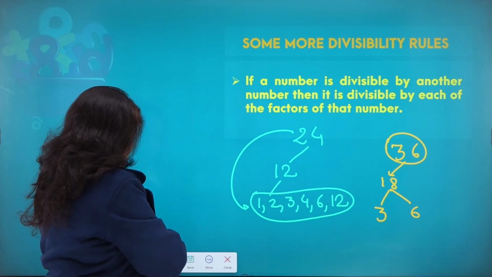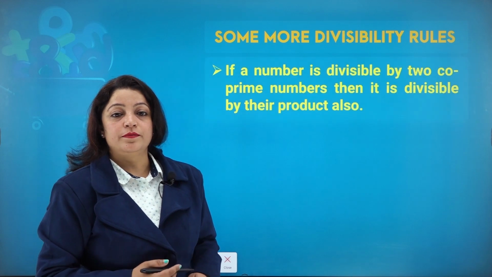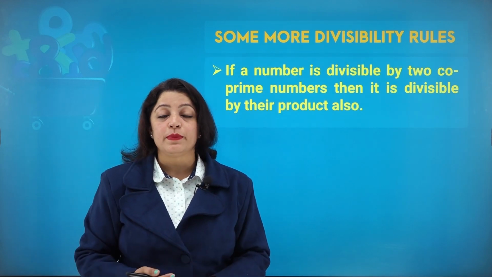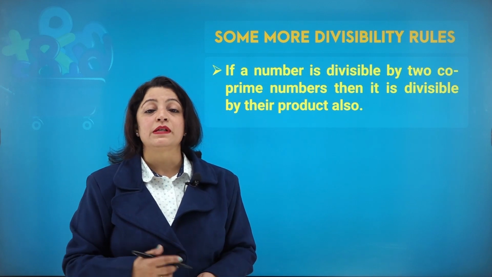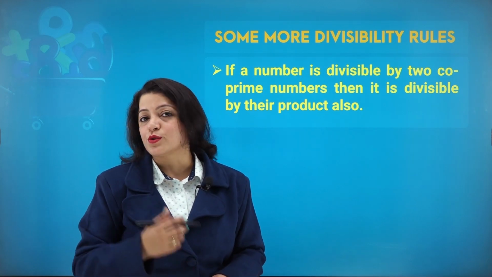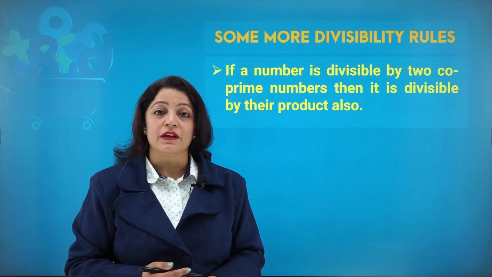Let's move on to the next rule, which states if a number is divisible by two co-prime numbers, then it is also divisible by their product. Now, what do you understand by co-prime? We have already done that in the previous segment.